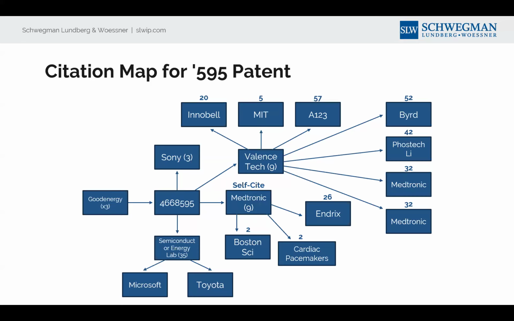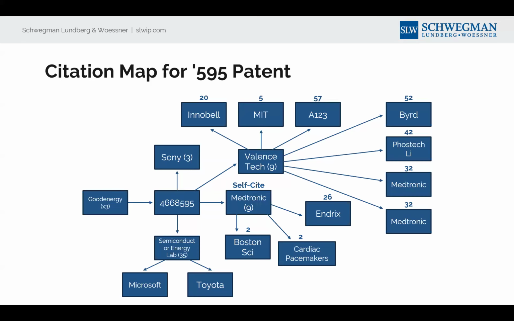Okay. So we want to start with the patent 4,668,595. And you can see that there are now, this is a misspelling, the Good Energy should be Goodenough. So there are three Goodenough patents that were cited by 595. So 595 is a forward citation to each of these Goodenough patents, and the Goodenough patents are backward citations to 595. Okay, so Semiconductor Energy then has 35 patents that cited the 595 patent.